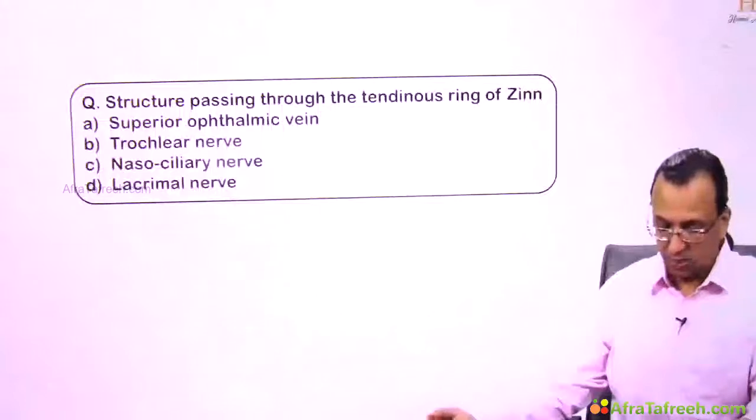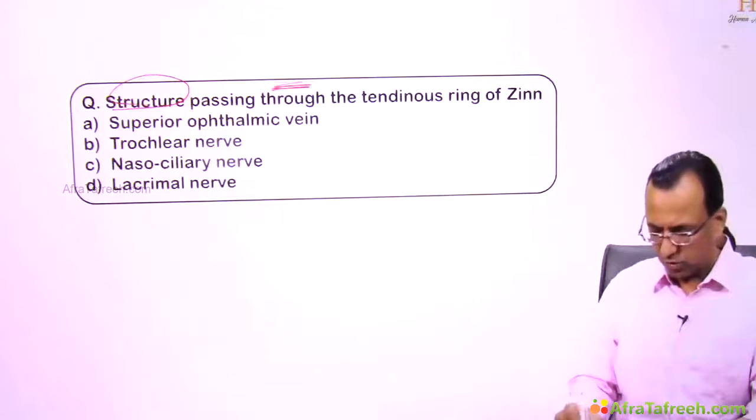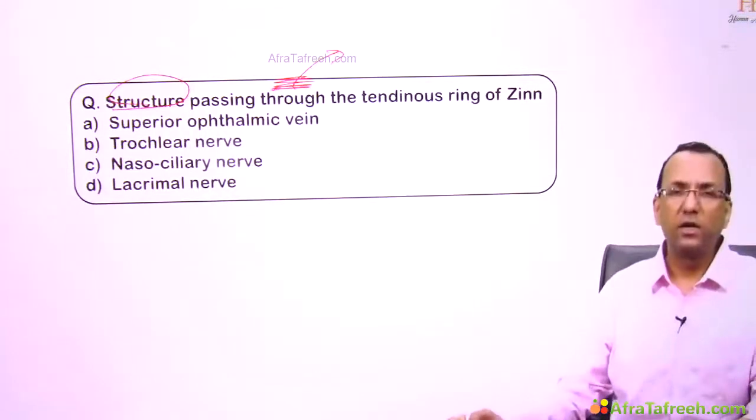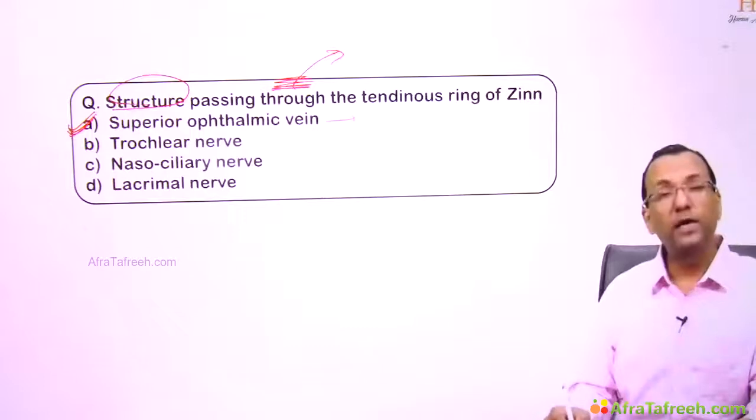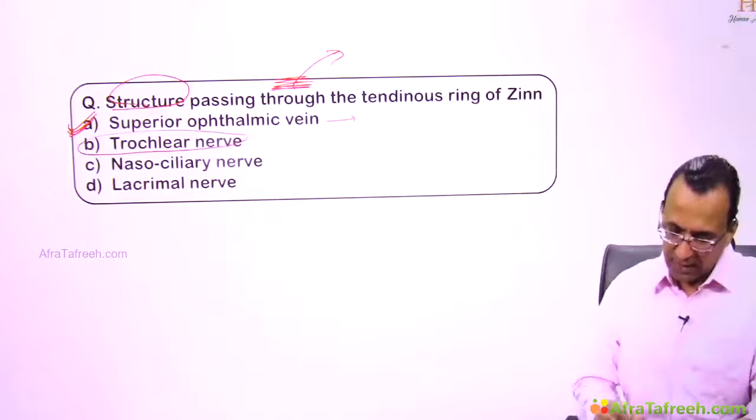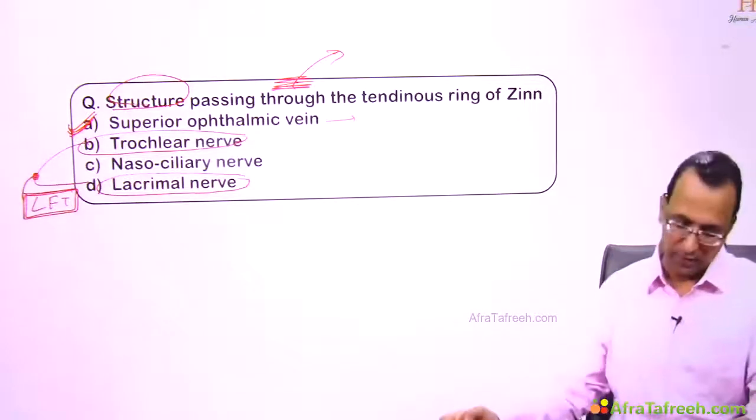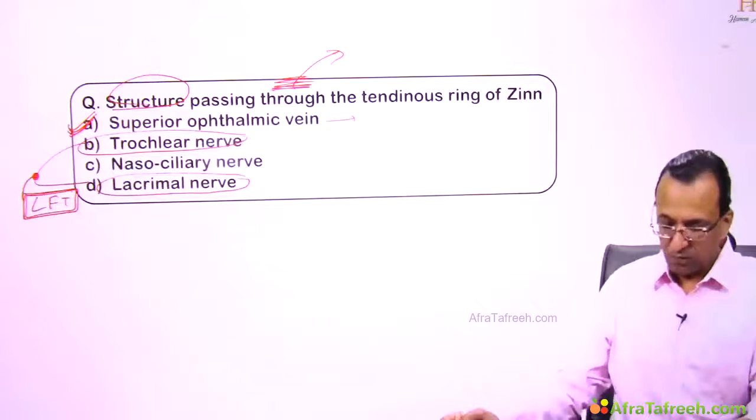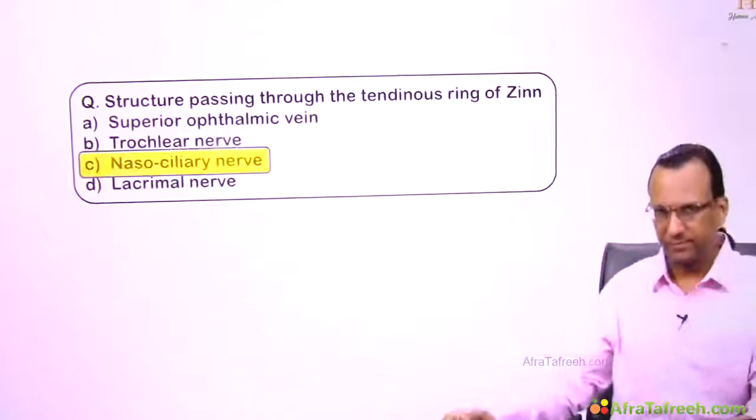And that is why, what is the answer to this question? Structure passing through, what is through? Through means inside. Oh, inside, then I know the answer. What is your answer? I know that the superior ophthalmic vein and inferior ophthalmic vein are usually left outside the ring of Zinn. So the trochlear nerve and the lacrimal nerve, this is a mnemonic, LFT nerves are left outside the ring of Zinn. If LFT nerves are left outside the ring of Zinn, you mean to say the answer is nasociliary? Yes, nasociliary is passing through the ring of Zinn. That is the answer.